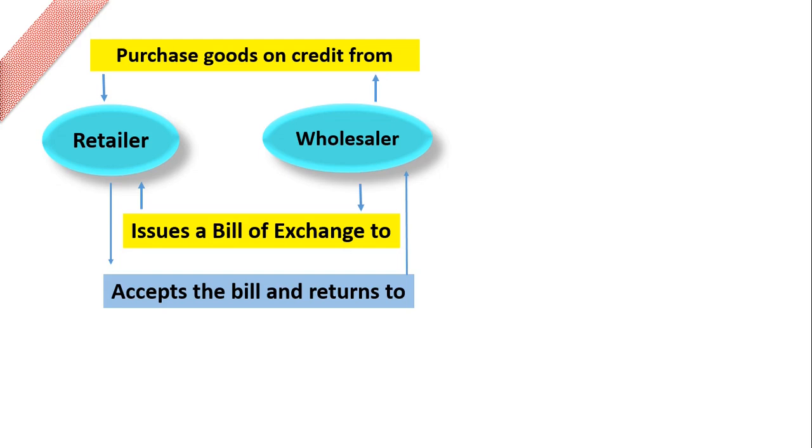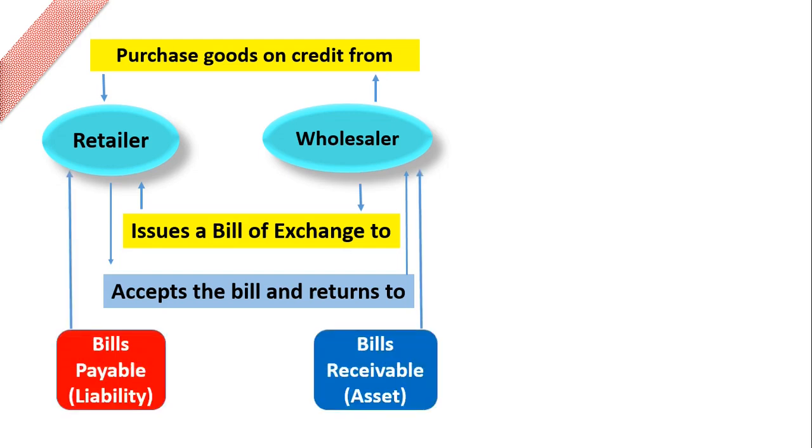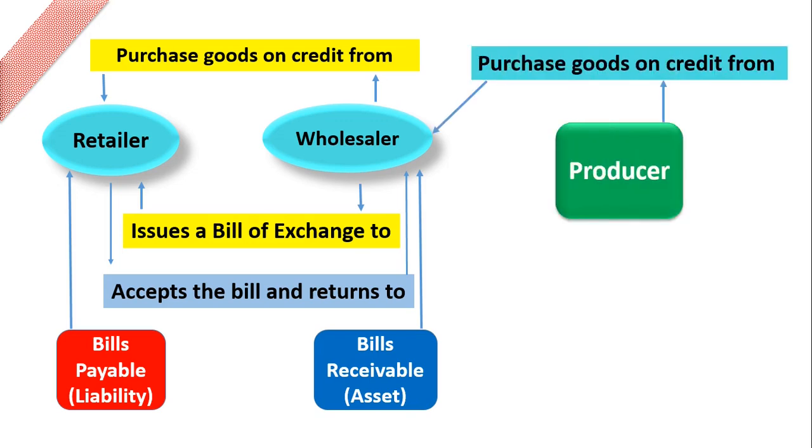This document is called bills payable for the debtor, or retailer in this case. This document binds the retailer to pay back the money for goods purchased on credit on a future date. This document, that is bills payable, is a short-term liability for the retailer.